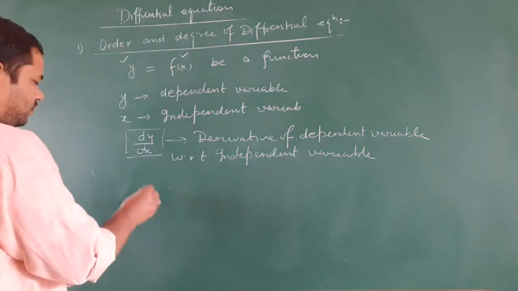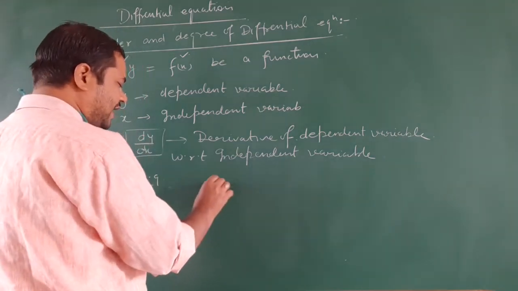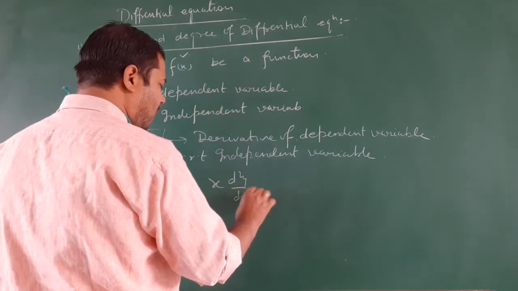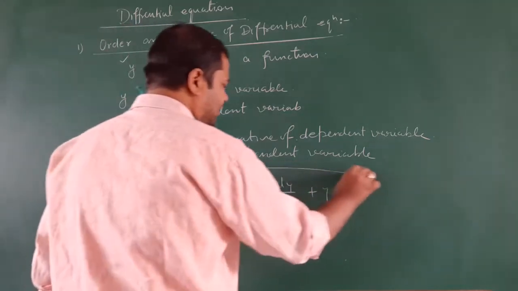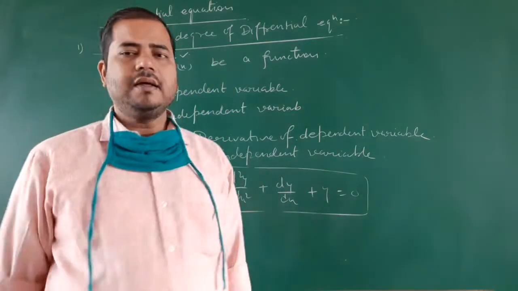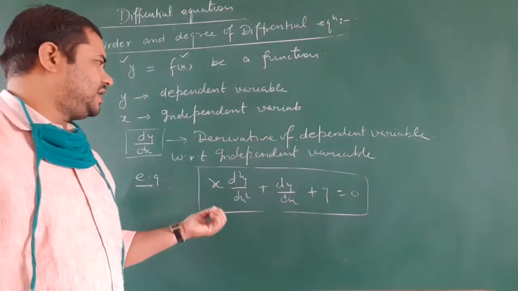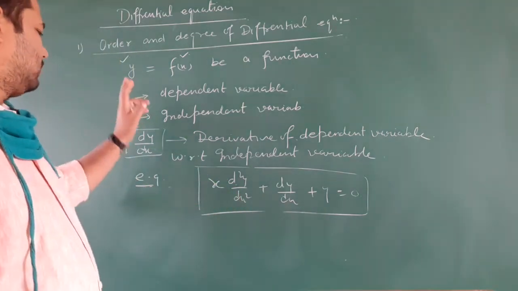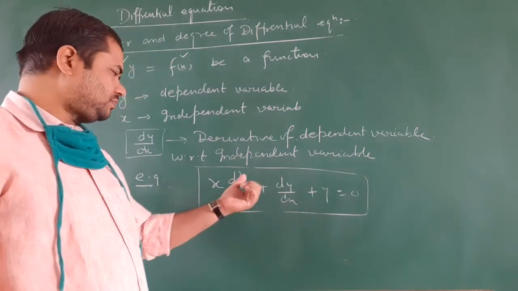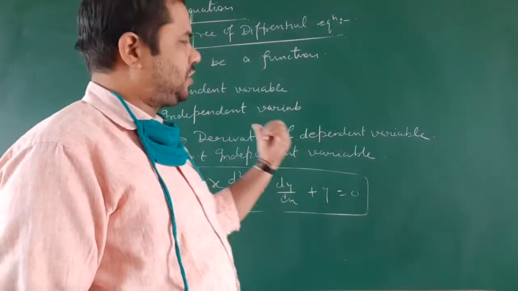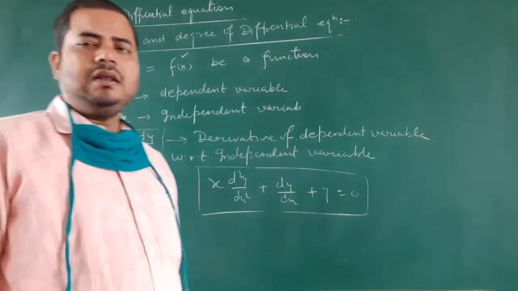For example, x plus x d2y over dx2 plus dy by dx plus y is equal to 0. This is a differential equation. If you want, you can write the definition, but no need. You can just understand what is a differential equation: an equation in which the dependent variable, independent variable as well as the derivative of the dependent variable with respect to the independent variable are present is known as a differential equation.